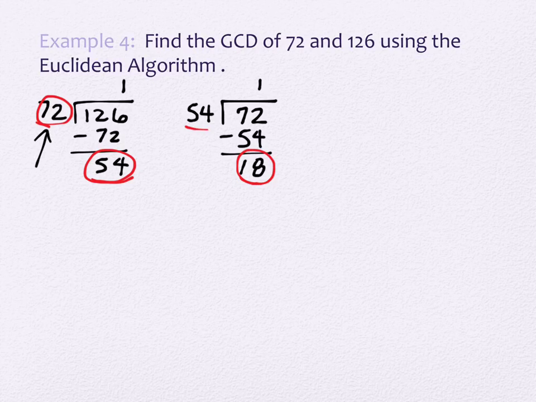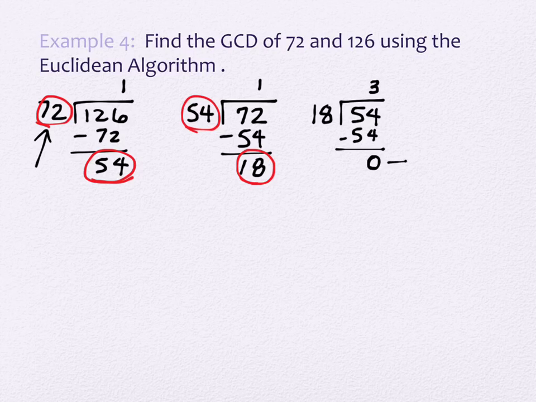18 I care about, and the 54. That's all I care about. And I do it again. And this really is the remainder because it's smaller than the divisor. 18 on the outside, 54 underneath. So how many times will 18 go into 54? 3. And 3 times 18 is 54, which gives me a remainder of 0.